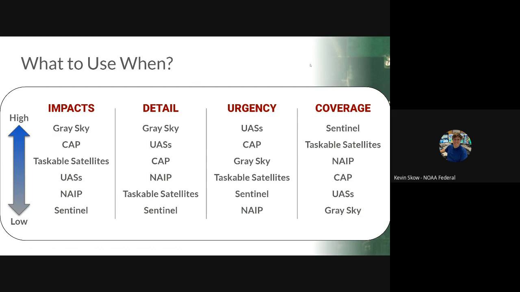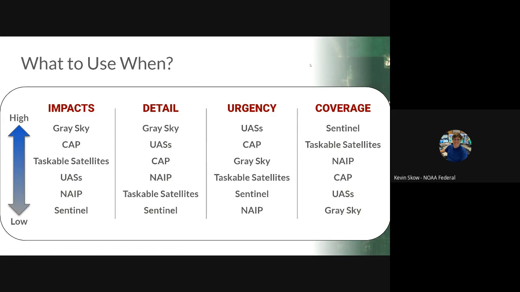Obviously, you can see some trends here where if you have high impacts and high detail, you're talking about using on-demand systems like Gray Sky or UASs or Civil Air Patrol just to get out there as fast as you can, especially with urgency. The satellites are not going to match up with anything that's on demand like Civil Air Patrol or Gray Sky or UASs.